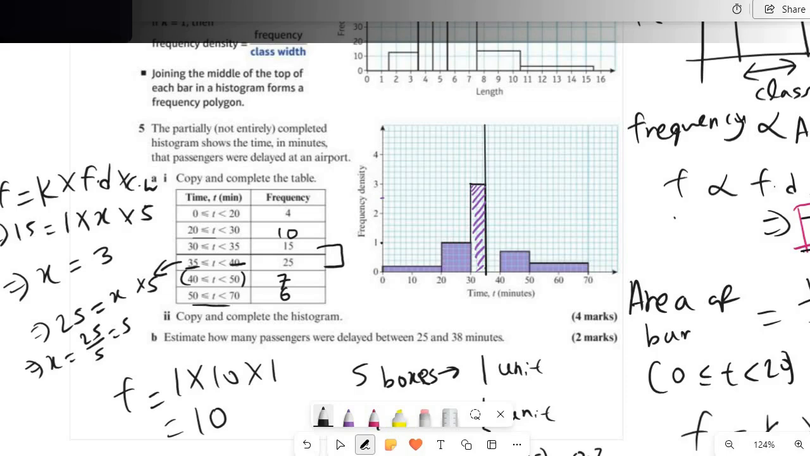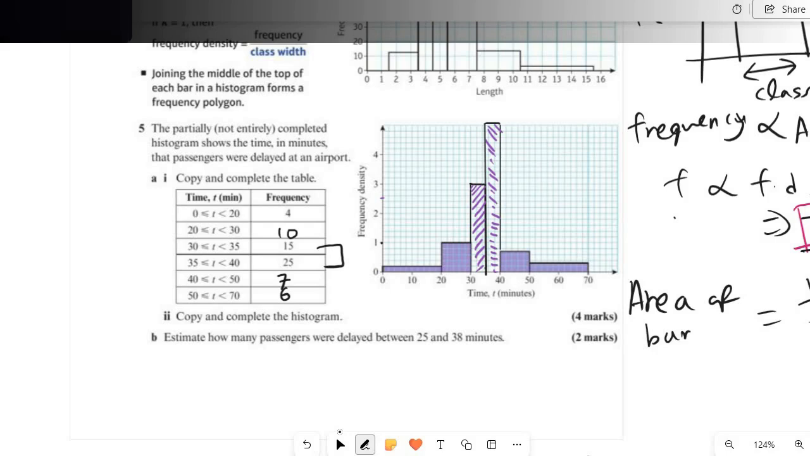Now we complete this histogram. We're going to have to draw a straight line starting from these two points. So something like this. And then finish it off by drawing the width here. Then we can also shade this, giving it a slightly different shade. And this is our answer.